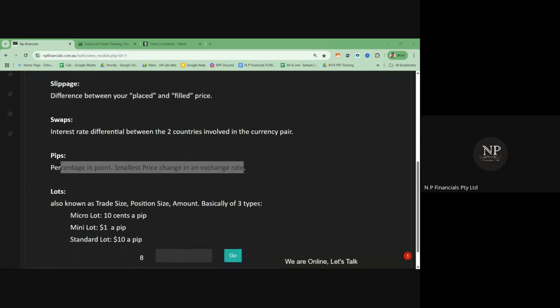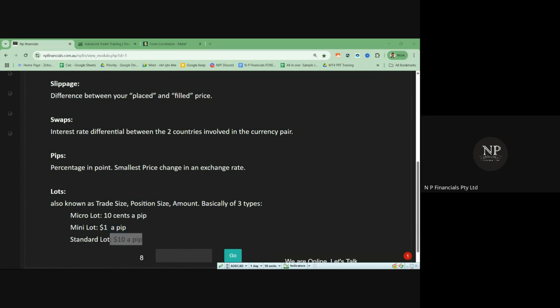Lot is also known as trade size, position size, amount, size, volume or quantity. So lot has many names. Basically there are three types: micro lot, mini lot, standard lot. Micro lot is 10 cents a pip. Mini lot is $1 a pip. Standard lot is $10 a pip.